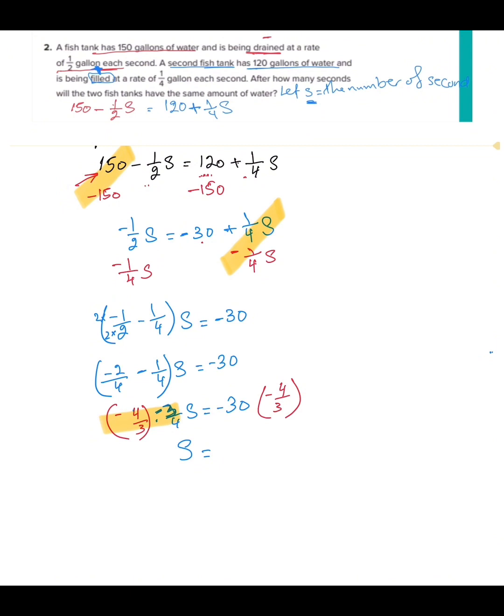Minus 30 times minus 4/3, so we divide this with that one. 30 divided by 3 is 10. We have here minus 10 with minus 4, it is plus 40. Okay, so we have s equal 40.